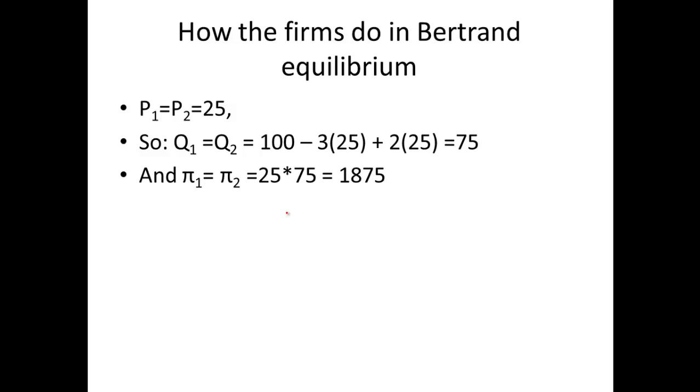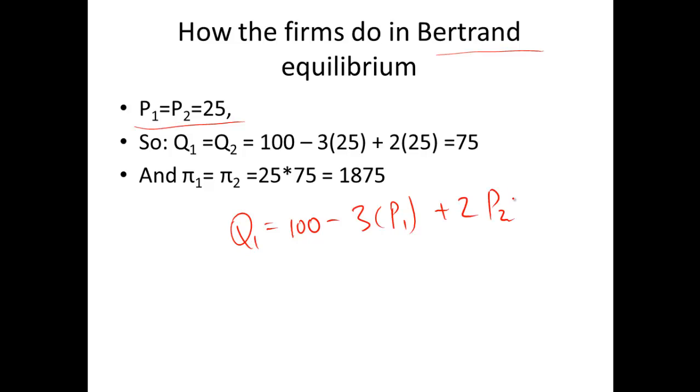Now let's think about how the firms do in this Bertrand equilibrium. First of all, we know their prices are 25. What about the quantities? Think about Q1: it was equal to 100 minus 3 times P1 plus 2 times P2. We're noticing that there's symmetry, but let's just think about it as Q1 for a second. So Q1 equals 100 minus 3 times 25 plus 2 times 25. That's 100 minus 75 plus 50, or 75. So each of the firms produces 75 units of its output.